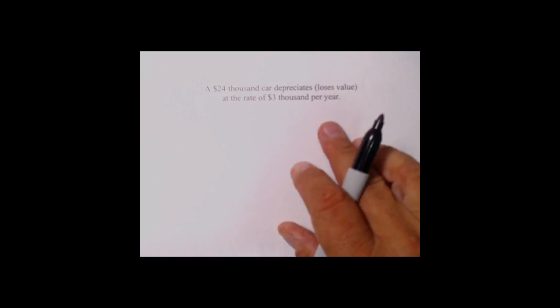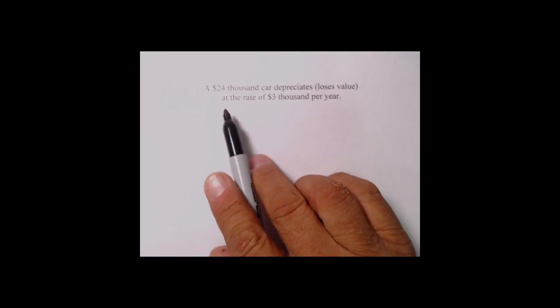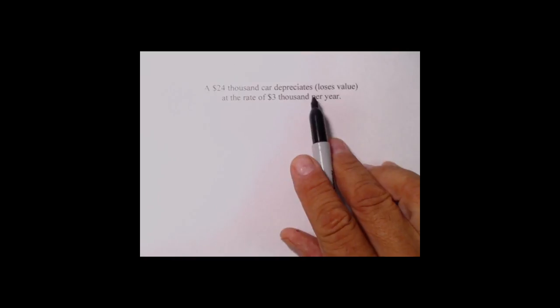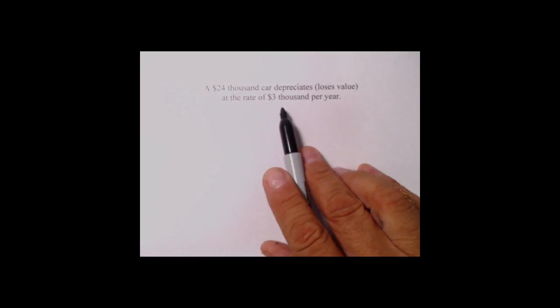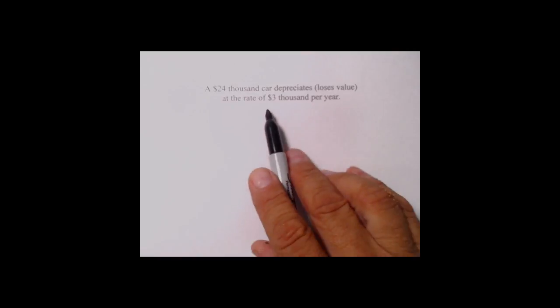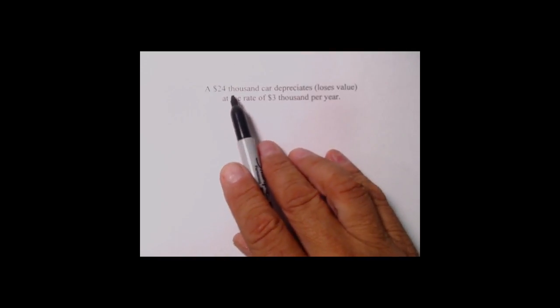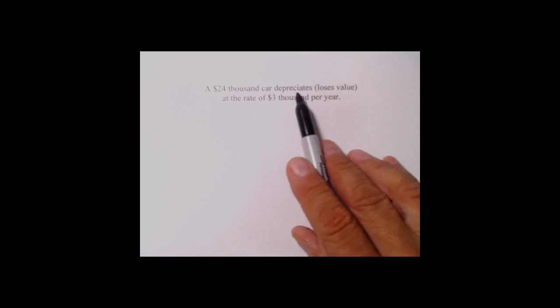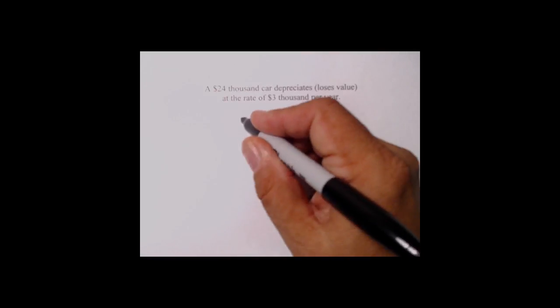Here's one which is about depreciation. Depreciation is when you're wearing things out and they're decreasing in value. So it says a $24,000 car depreciates, loses value, at the rate of $3,000 per year. Again, the years are going to be positive, and even though we're going down, the value of the car is still going to be positive.